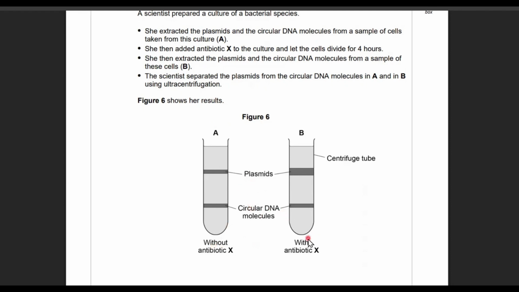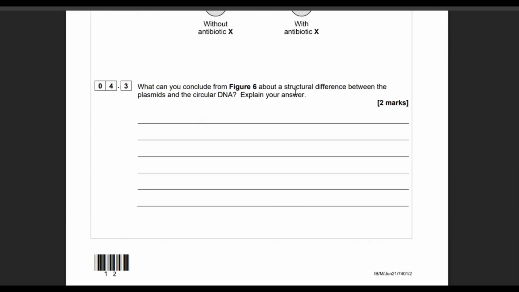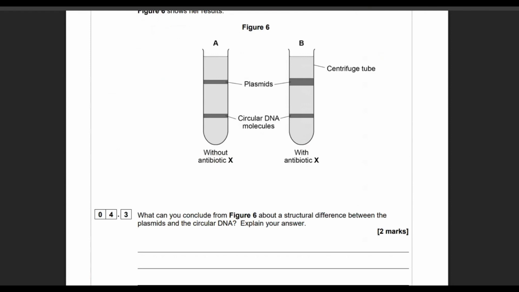Scientists separated the plasmids from the circular DNA molecules in A and B using ultracentrifugation. Figure 6 shows her results, A and B. We've got the centrifuge tube, we've got the plasmids. You can see they're thicker in B than A, and the circular DNA molecules are the same with antibiotic X and without antibiotic X. What can you conclude from Figure 6 about the structural difference between the plasmids and the circular DNA? And then explain your answer. So the structural difference between the plasmids and the circular DNA. What is the difference here? So I would say if you're struggling with this one, just point out the obvious difference.